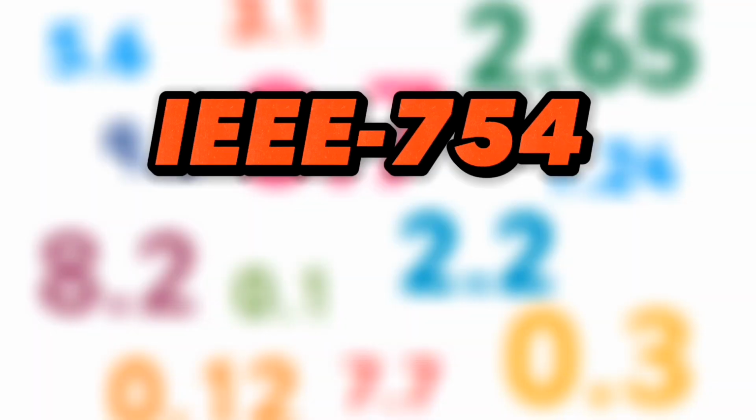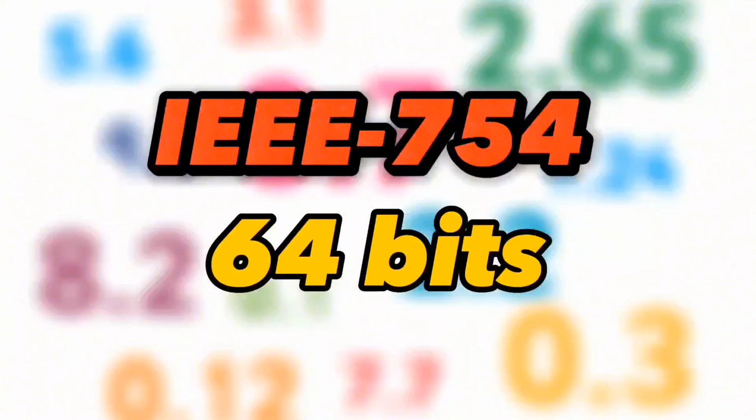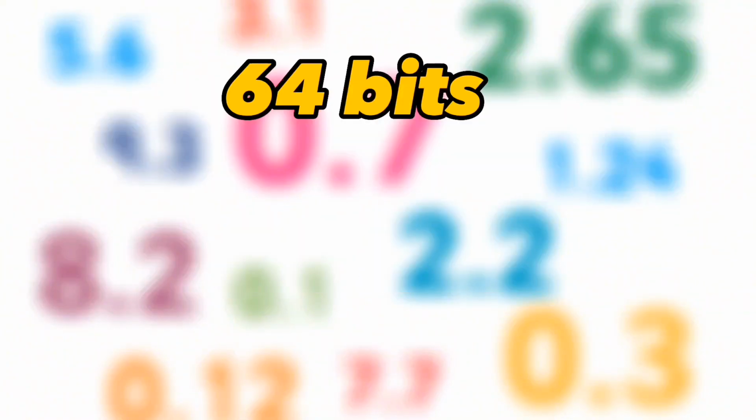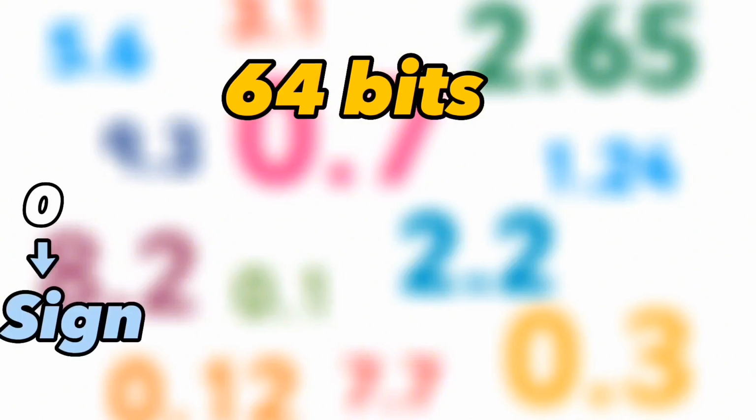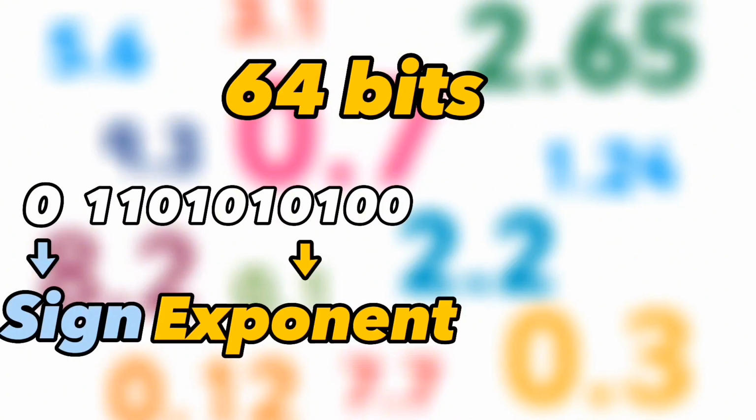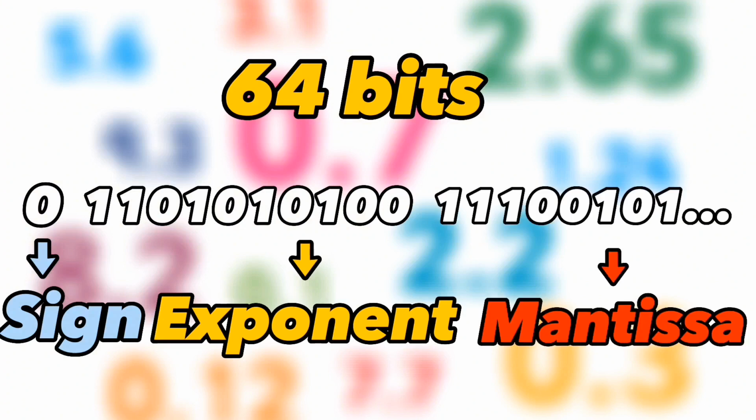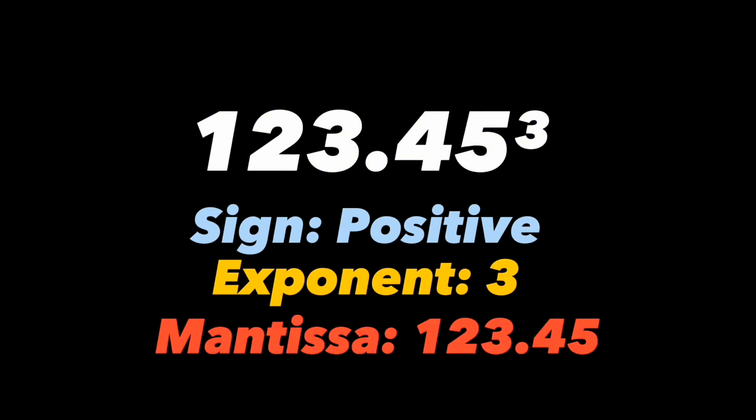In this banana system, they use 64 bits to represent floating point numbers. Out of these 64 bits, 1 bit represents the sign of that decimal, 11 bits represent the exponent, and the last 52 bits represent the mantissa. The mantissa is kind of like the part that carries the most essential information. For example, in the case of this number right here, the sign is positive, the exponent is 3, and the mantissa is 123.45.